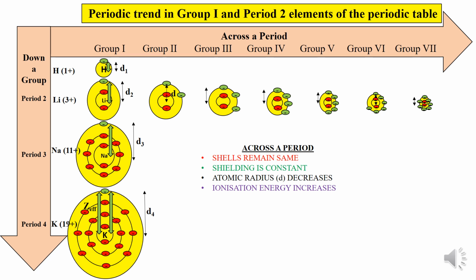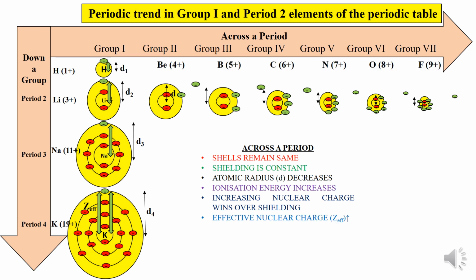Ionization energy increases. So why does ionization energy increase, and what is ionization energy? It is the amount of energy required to remove an electron from the gaseous atom.